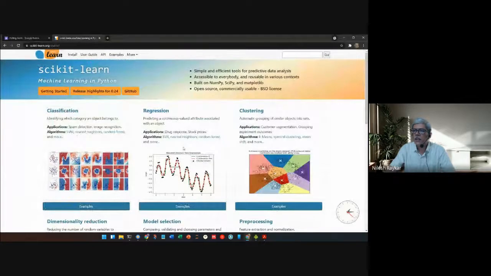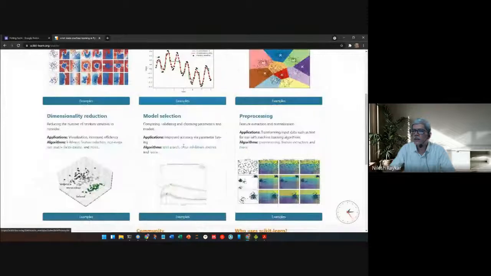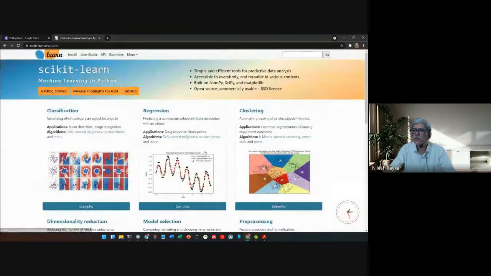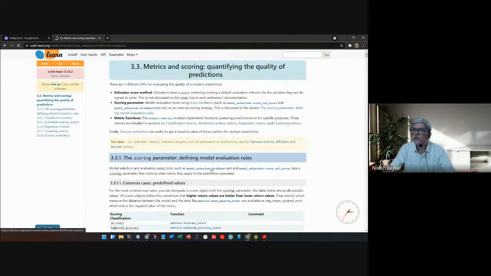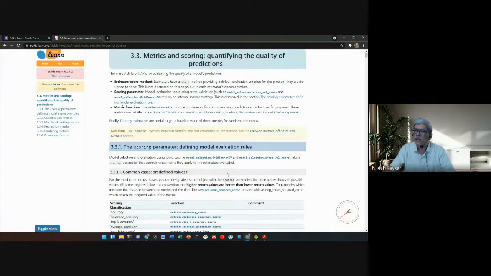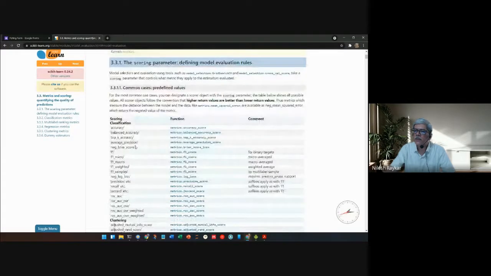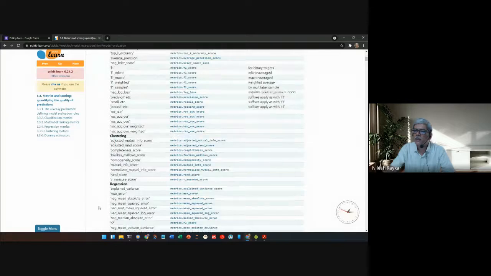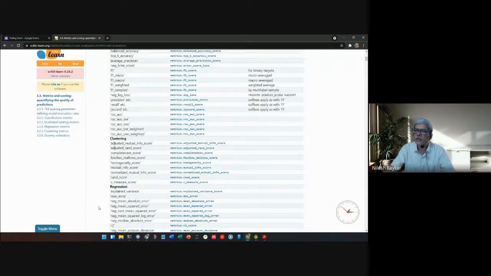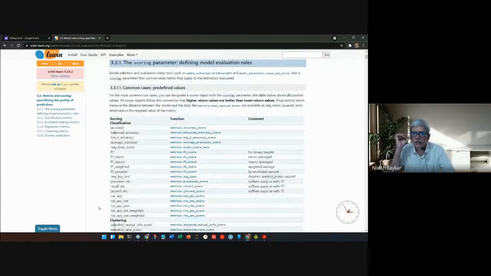So if you go to the Scikit library, you have a section which relates to metrics. There is a separate section. In this you will get the various types of scorings for classification, scorings for regression, scorings for clustering. So what are the different types of metrics which can be used, or which are there in the machine learning literature? All of them are there.